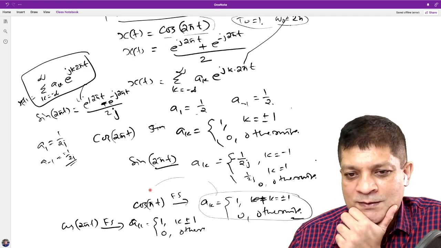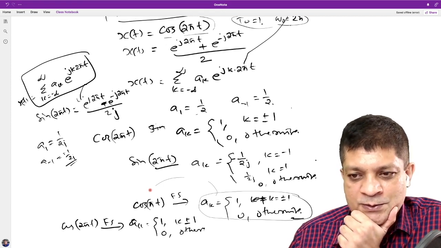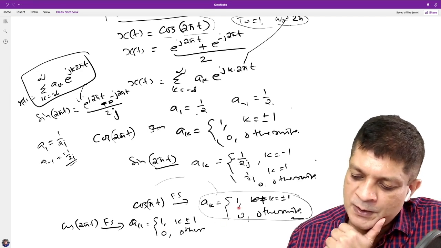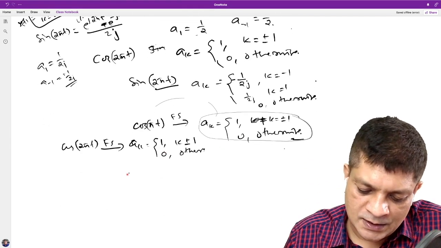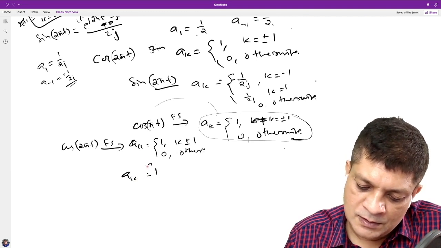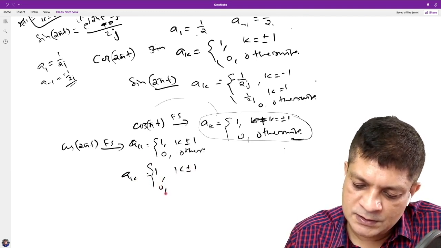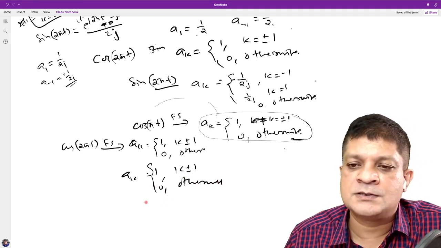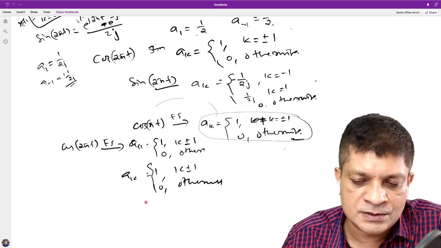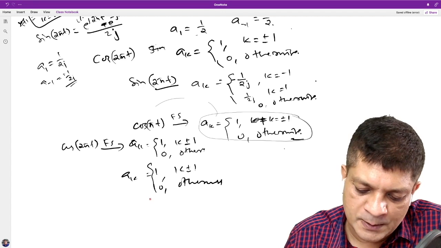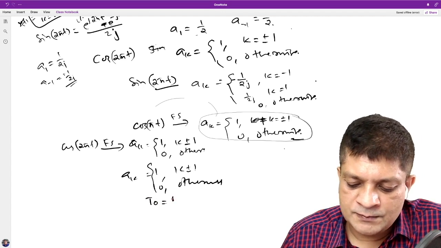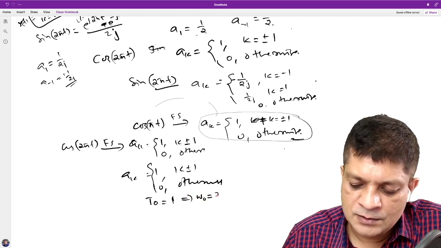It is possible when the fundamental period is known, isn't it? Yes, sir. If you know the fundamental period, you can find the signal. Given this information, let's say a_k is equal to 1 for k equal to plus or minus 1 and 0 otherwise, and these are the Fourier series coefficients of a signal having fundamental period, let's say T naught is 1. That means omega naught is 2 pi.